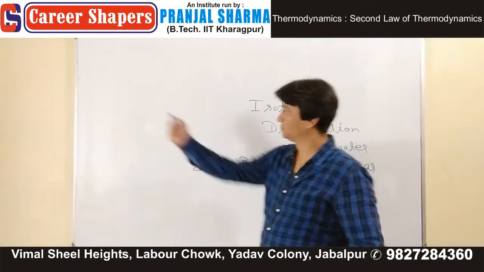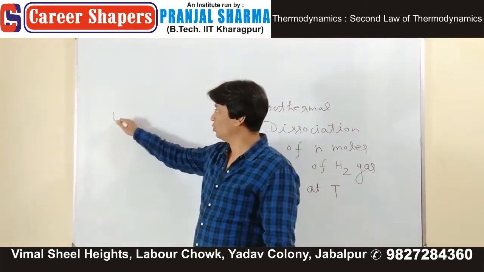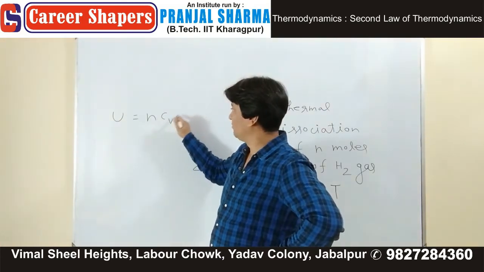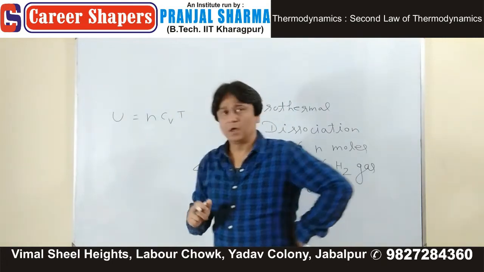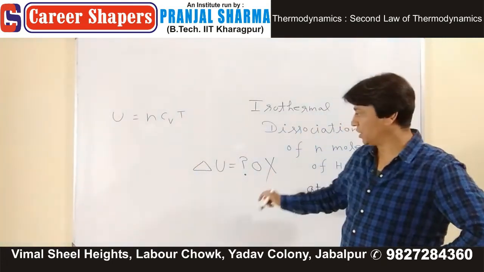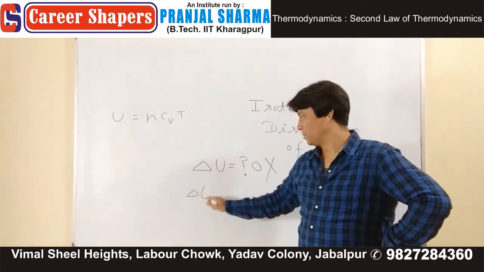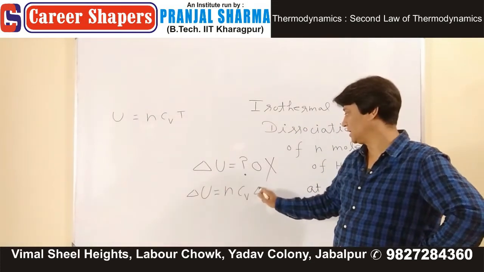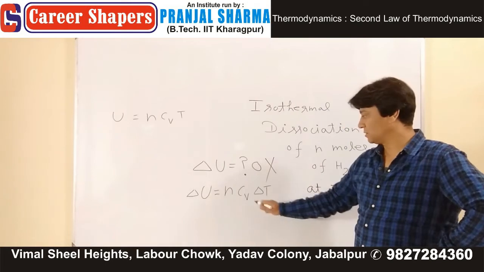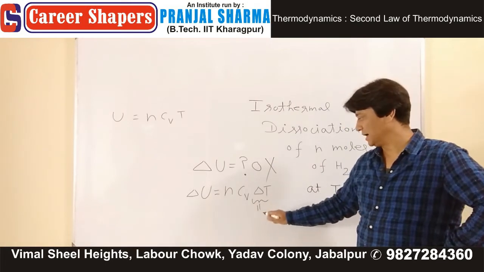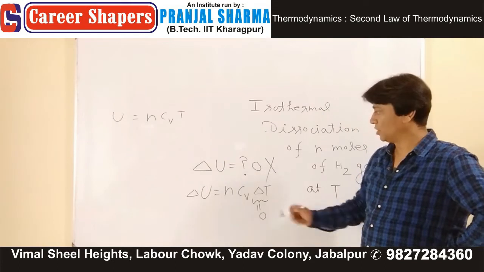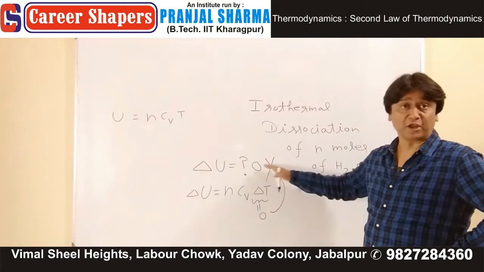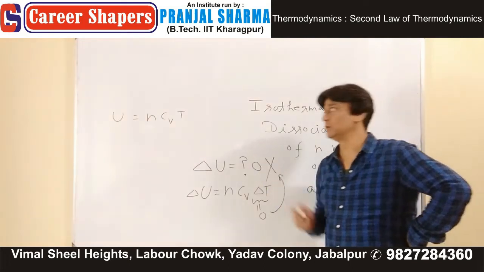Look here. What is the formula for U? U is nCvT. Now, when you tried to answer delta U as zero, you wrote delta U as nCv delta T and you thought that it's an isothermal process and therefore delta T is zero, and therefore it should be zero. That's what your thinking was. Then you answered that delta U is zero.